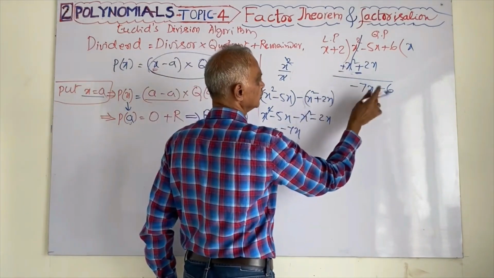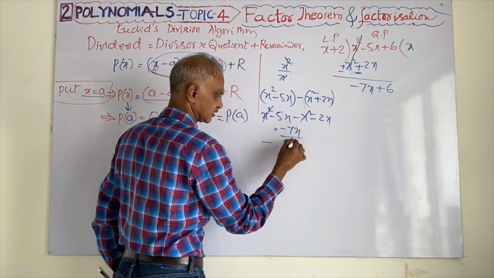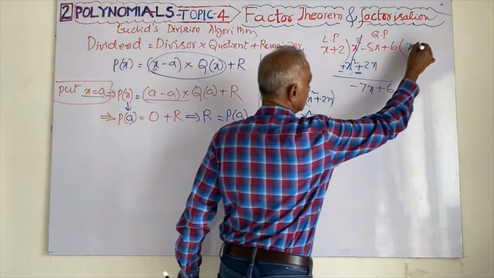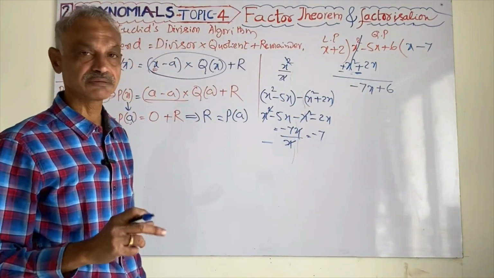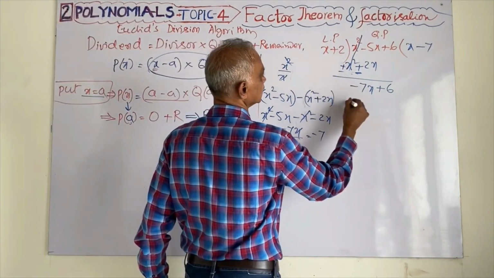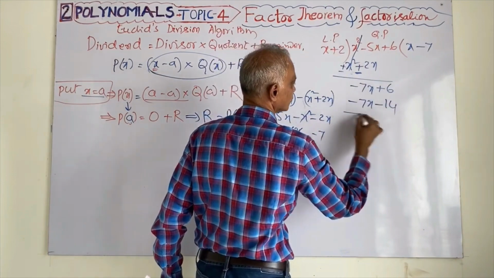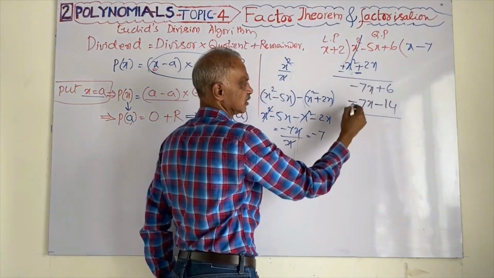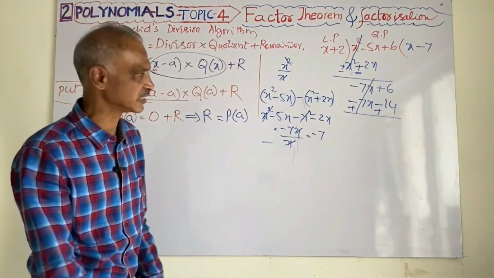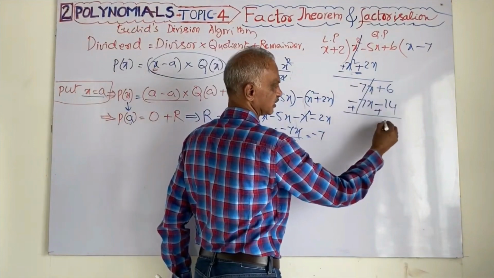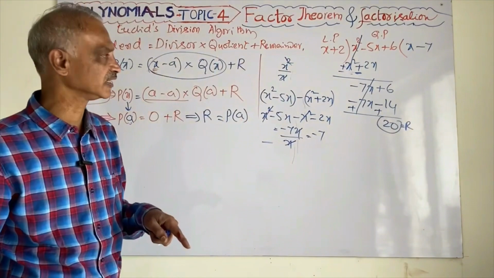Now what do I have to do? Minus 7x by x, the x cancels, and you got minus 7. I will multiply x plus 2 with minus 7. Minus 7 into x is minus 7x, minus 7 into plus 2 is minus 14. I am subtracting this from this. Minus becomes plus, minus becomes plus. Minus 7x plus 7x cancel. Plus 6 plus 14, you got 20. The remainder is 20.